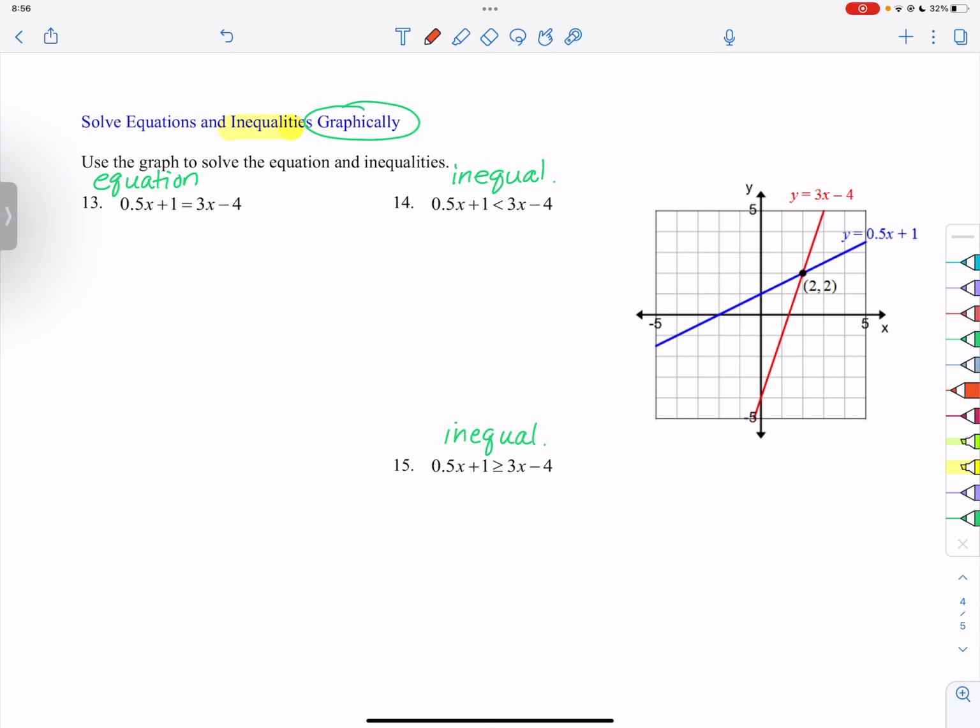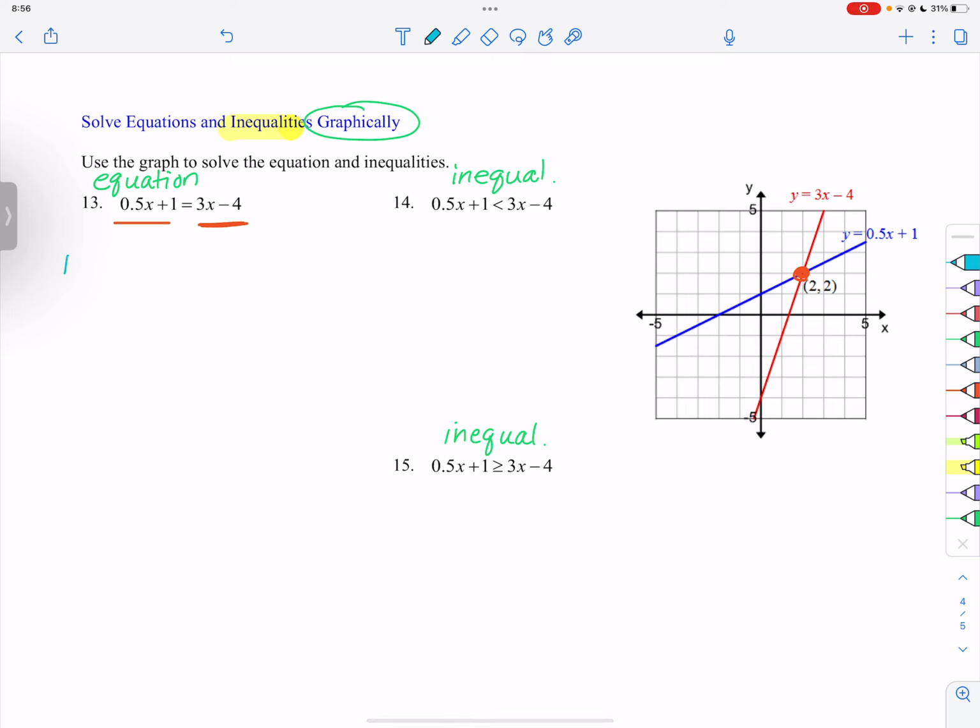We want to know, where does 0.5x plus 1, and that's this line right here, where does that line equal this line, 3x minus 4? Well, let me ask you, just looking at the graph, where do you notice those points intersect at the point 2, 2? Okay, and what is the x value there? 2. So that's kind of a neat way to solve these. But we're going to go ahead and solve this by hand.